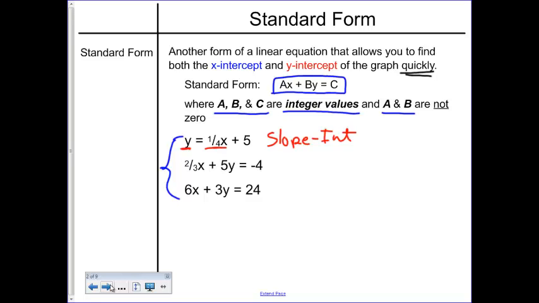The second one down almost looks like standard form. At least the x and the y are together on one side, but we have this 2/3 out in front of x, so the coefficient of x is actually 2/3. And according to this up here, the coefficient of x, which is a, has to be an integer value. So it's almost standard form, but it is not standard form. Not standard. The bottom one has an a value of 6, a b value of 3, and a c value of 24, and they are all integer values, which makes it standard form.